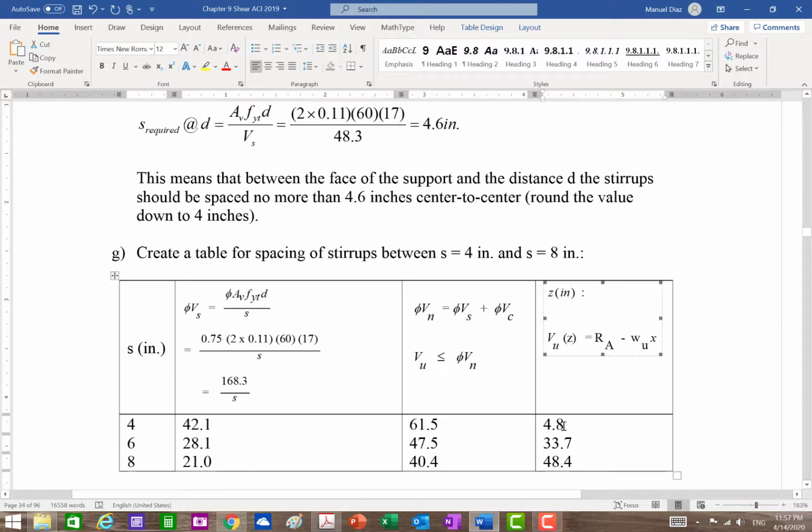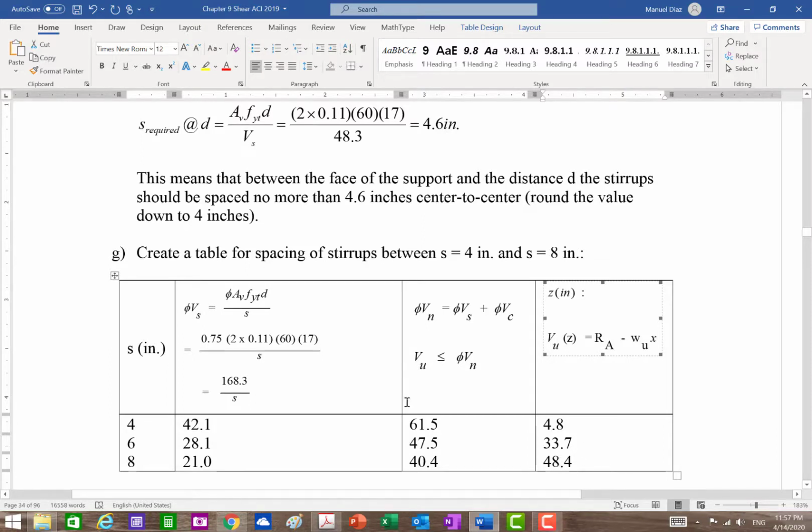It happens at 4.8 feet. Oh, no, sorry, this is in inches. So it happens at 4.8 inches. Okay. The value for 6 inches happens at 33.7 inches. And the value where I can switch to 8 inches happens at 48.4.